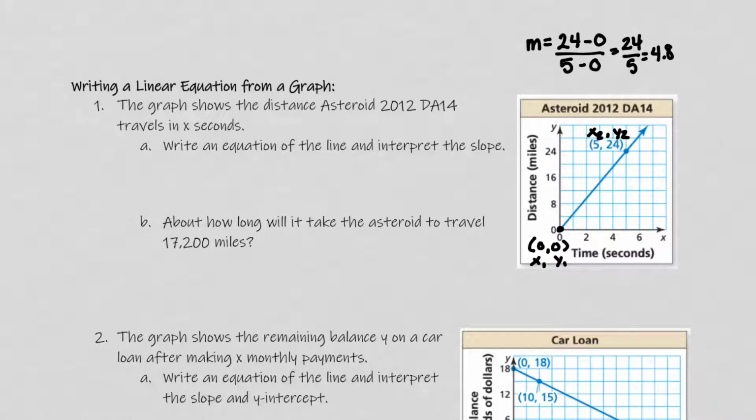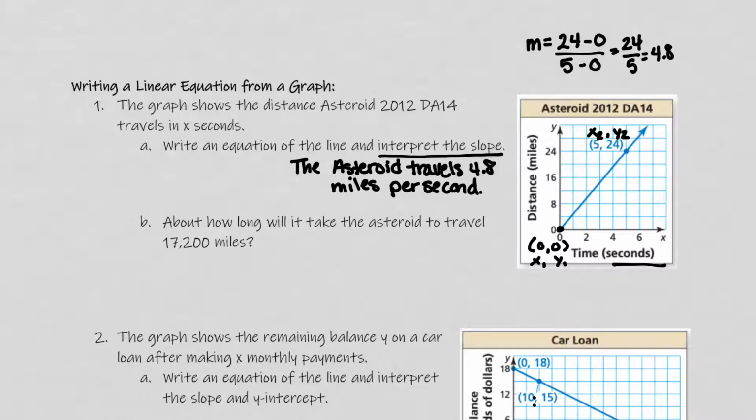All right, so we have our slope, and it says to interpret it, so we can go ahead and do that now. Slope is rise over run, so this is the miles, because rise is miles. It's miles per second. So if we write this out in a sentence, the asteroid travels 4.8 miles per second.